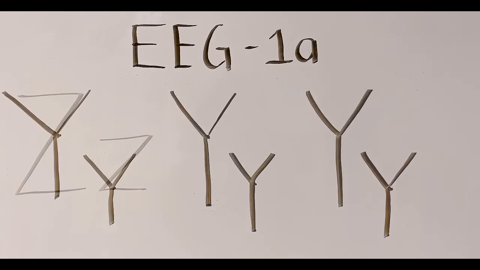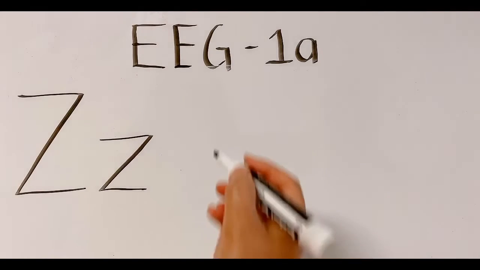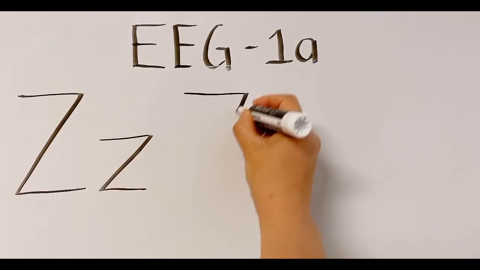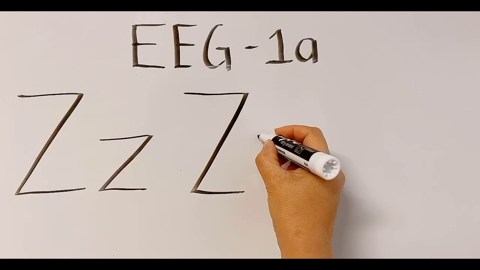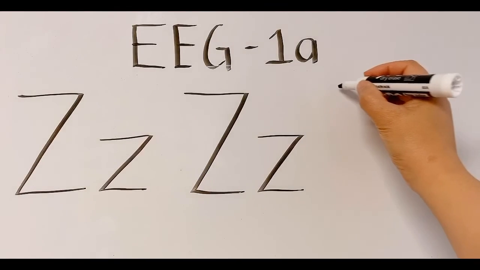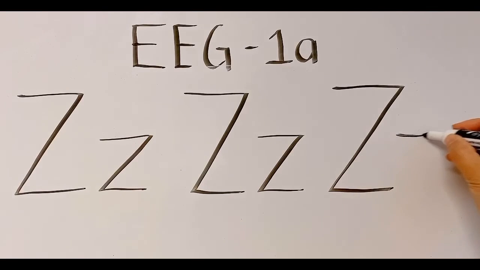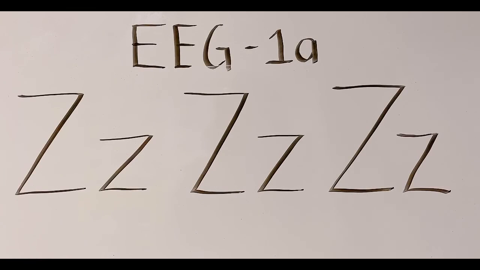Okay, and the last letter of the alphabet is the letter Z. Capital Z, small z. Okay, let's write capital Z, small letter Z. Okay, again, capital Z and the small letter Z. Okay, very good. Yes, so we have completed writing the 26 letters of the alphabet.